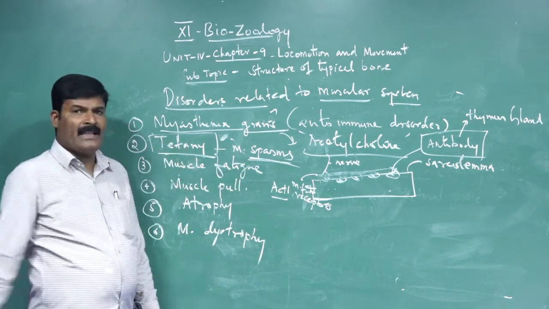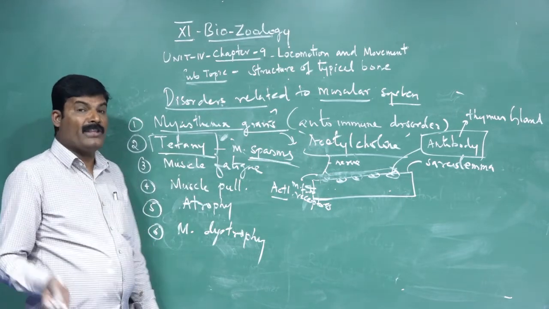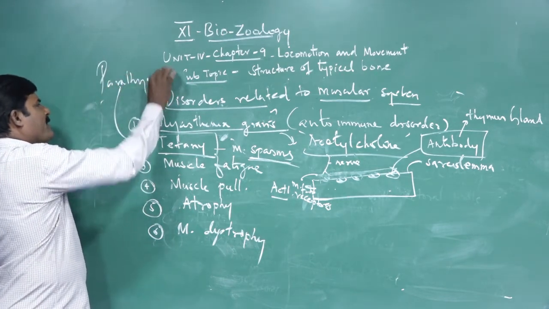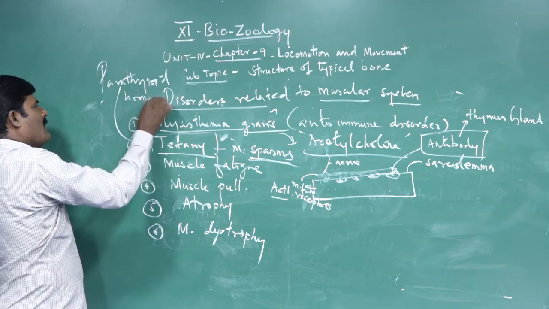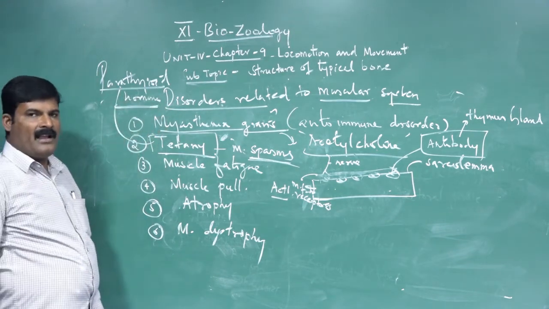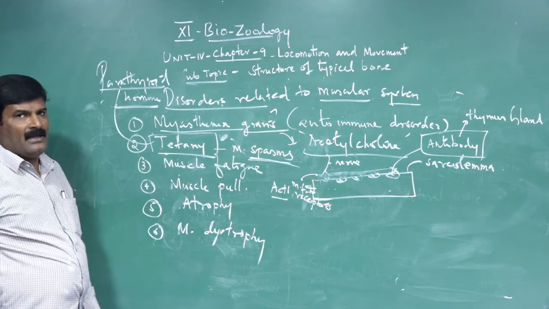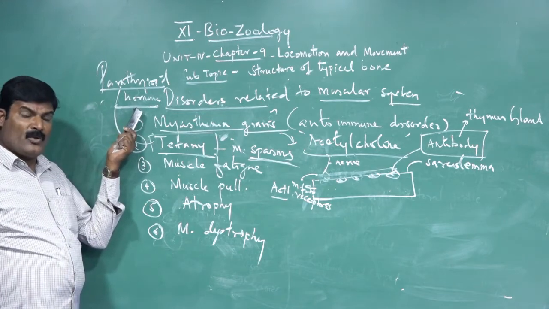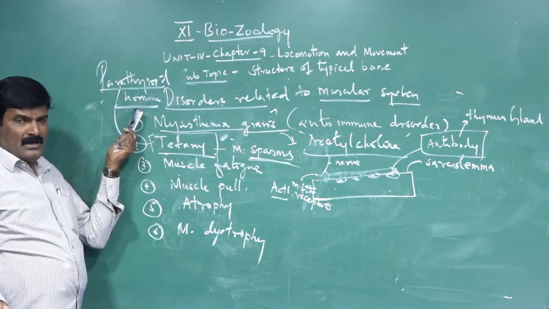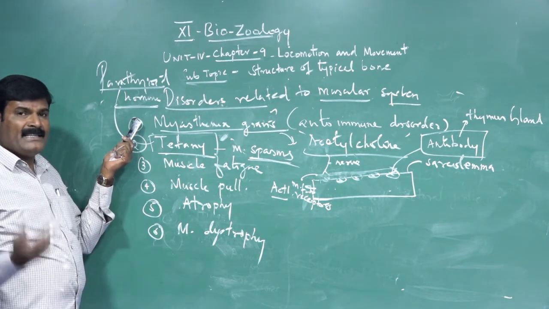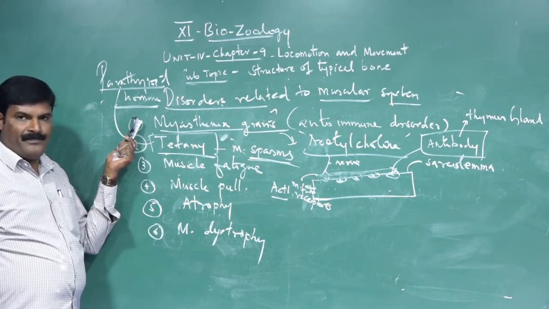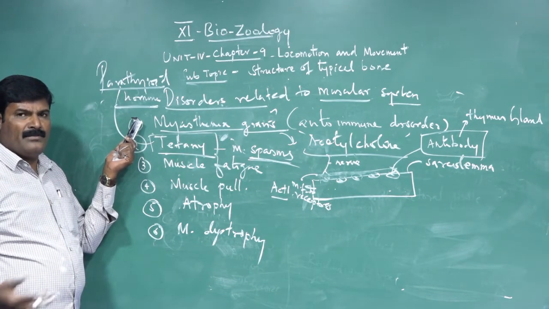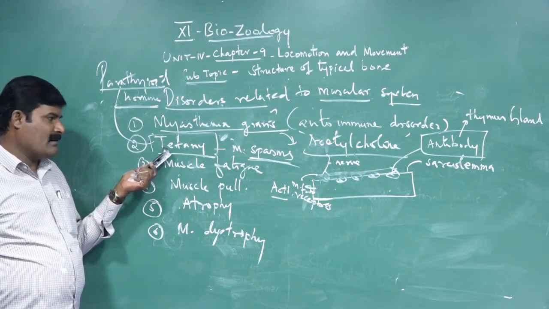This occurs due to the deficiency of the parathyroid hormone. You know the parathyroid gland. The parathyroid gland is situated in the thyroid gland. It produces two types of hormones, parathormone and calcitonin. Parathormone is essential for retention of calcium and bone growth. In the case of deficiency of the parathyroid hormone, there is a low level of calcium in the body. So the muscle becomes weak, with muscular inactivity. That is called tetany.